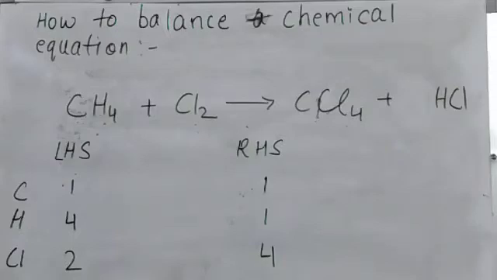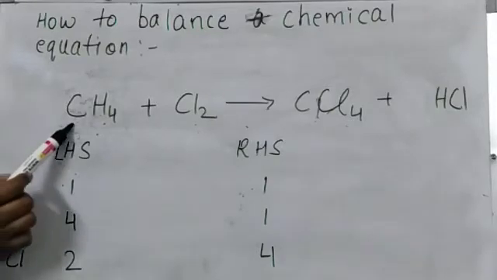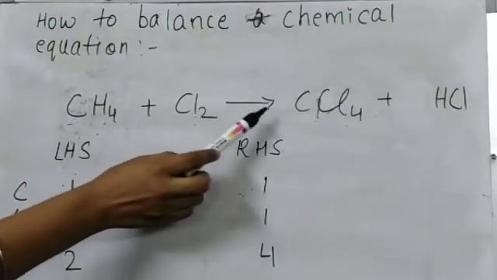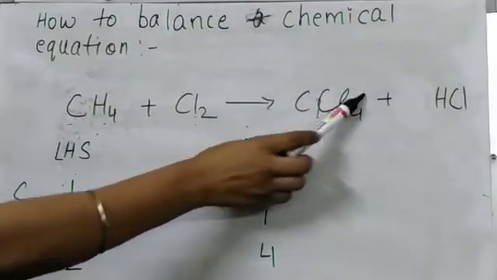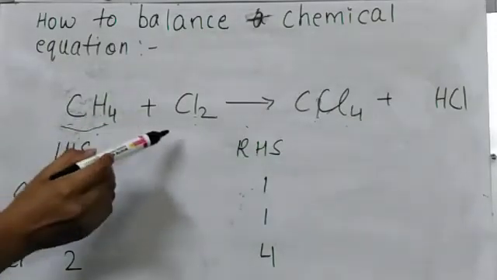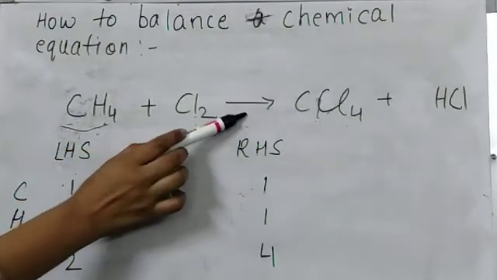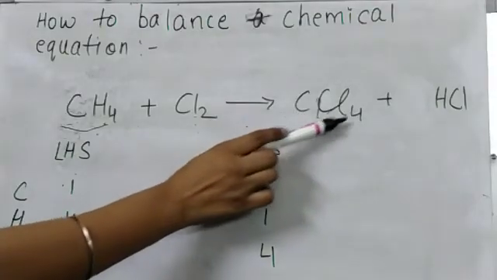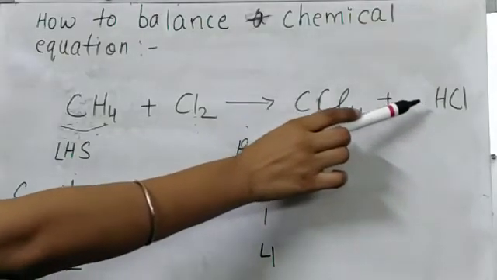In this video, we will learn how to balance a chemical equation. Consider a chemical equation: CH4 plus Cl2 yields CCl4 plus HCl. That is, methane gas reacts with chlorine gas to yield carbon tetrachloride and hydrochloric acid.